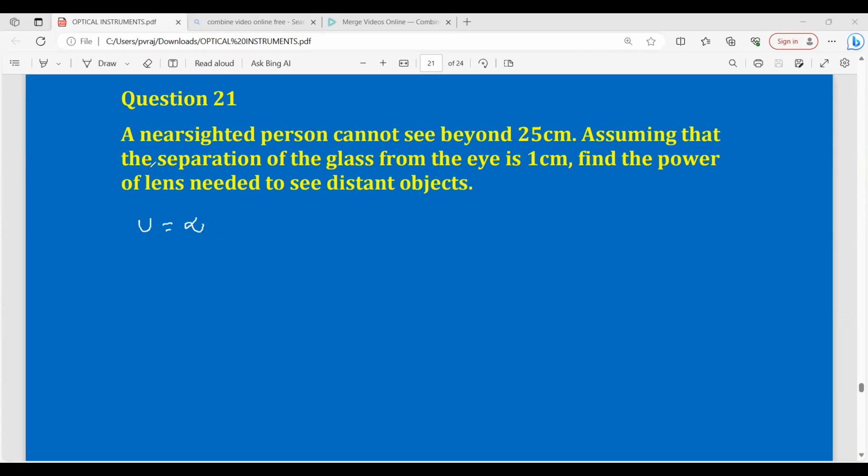And he can see the images at 25 centimeters. But his glass is at 1 centimeter distance from his eye. That means the image will be formed at 24 centimeters only from the glass. From the glass, the image is formed at 24 centimeters, not 25 centimeters. We have to count from the glass. So now you can calculate the power of the lens.